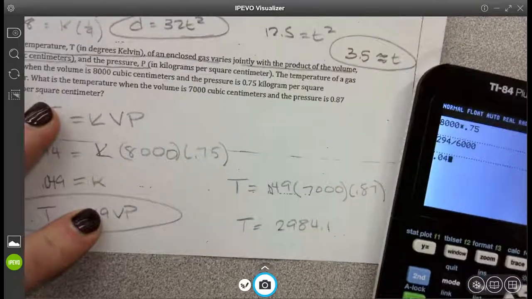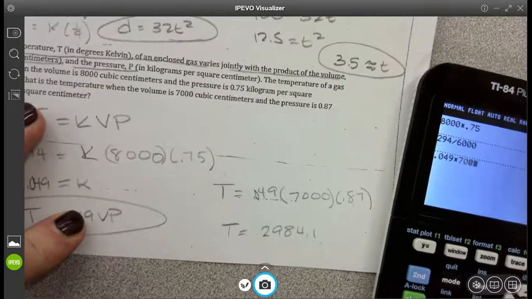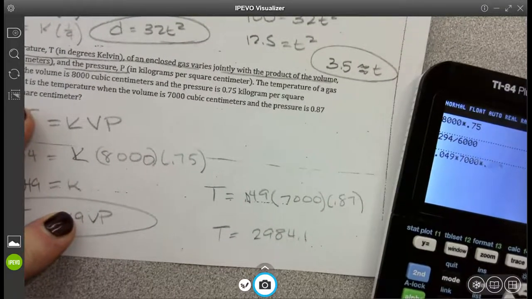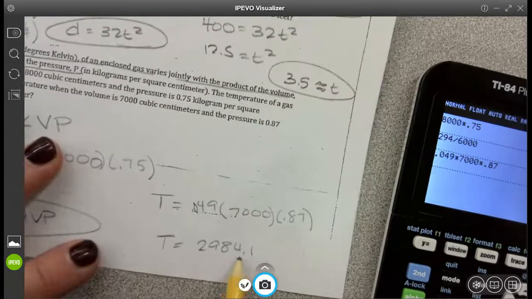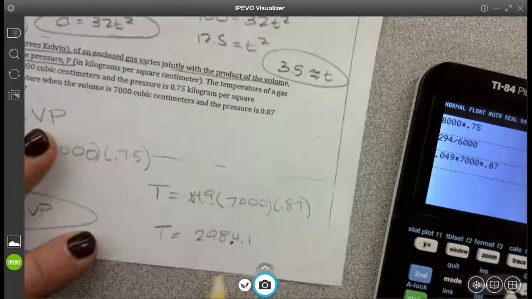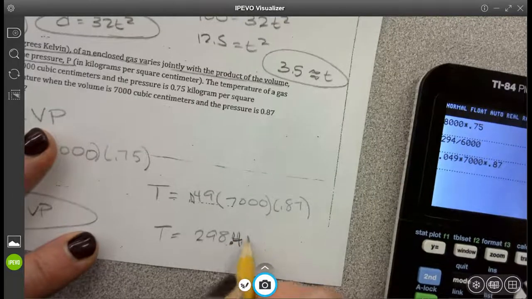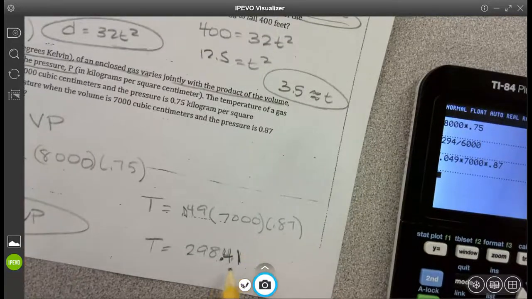Okay, so 0.049 times 7,000 times 0.87. Bring that over because of the 0. So 298 degrees Kelvin.